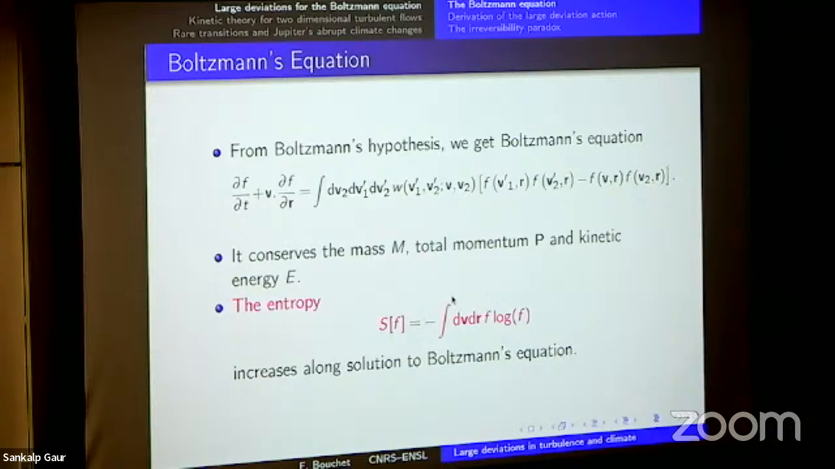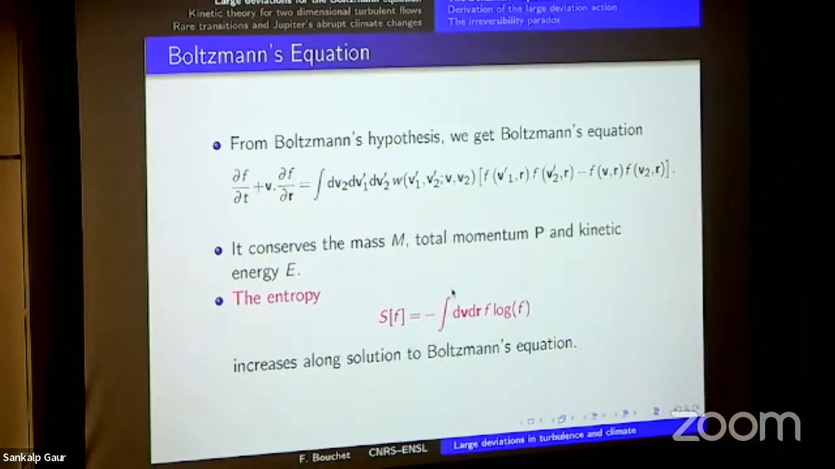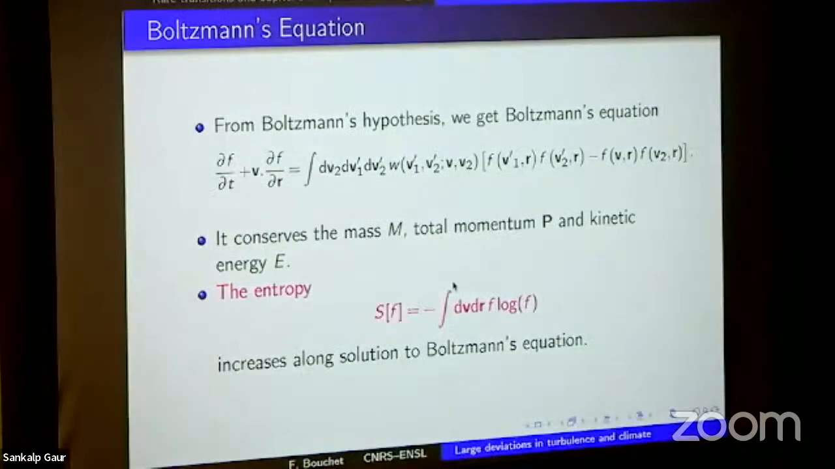And then if you make this assumption, it's very easy to write the Boltzmann equation. Here you have products of F because the particles are uncorrelated, rather than a two-body distribution. And then it follows very easily. The main property of the Boltzmann equation is that it conserves mass, total momentum, and kinetic energy. And the entropy, defined this way, increases along the solution of the Boltzmann equation.